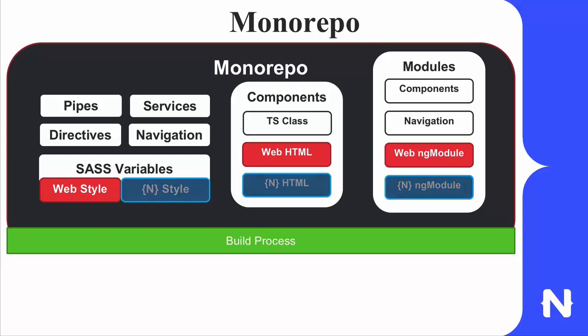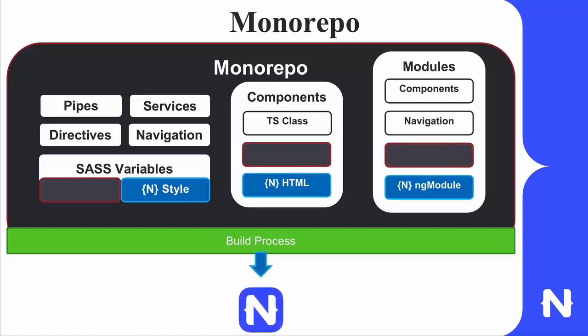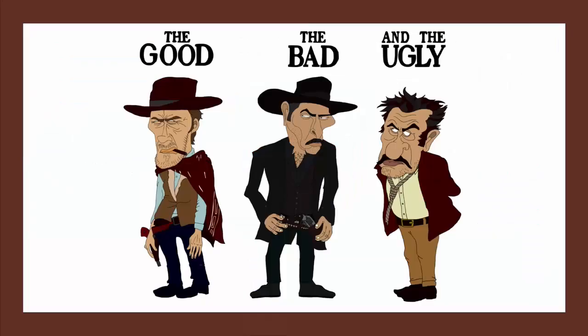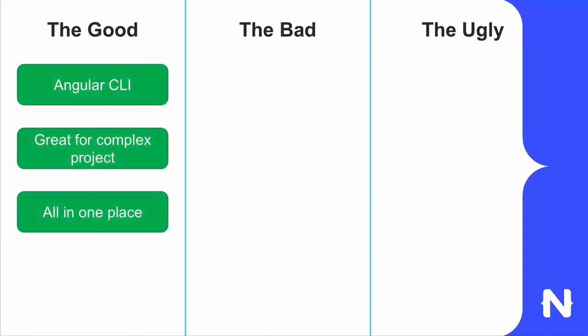So for example, if we looked at the web project, we'd want to take the common ones, the red ones, and then as a result get a web application. Or vice versa, for NativeScript, we could exclude the web specific ones, but use the NativeScript files and get that going. So the pros and cons really are, the good part is that you could use Angular CLI. This approach is pretty good for complex projects, and everything is in one place. So it's actually quite easy to manage between your web and your mobile application.